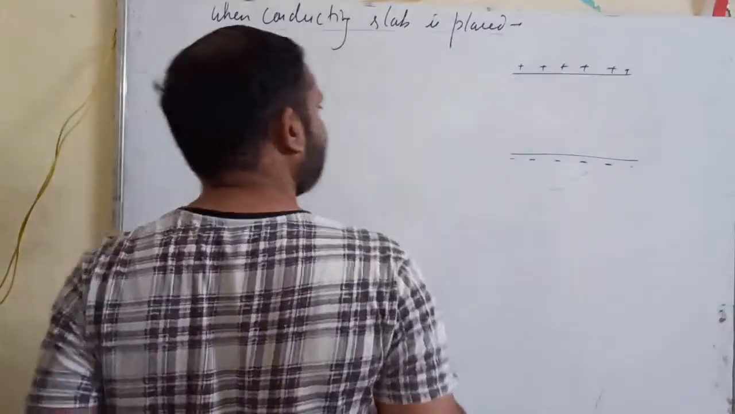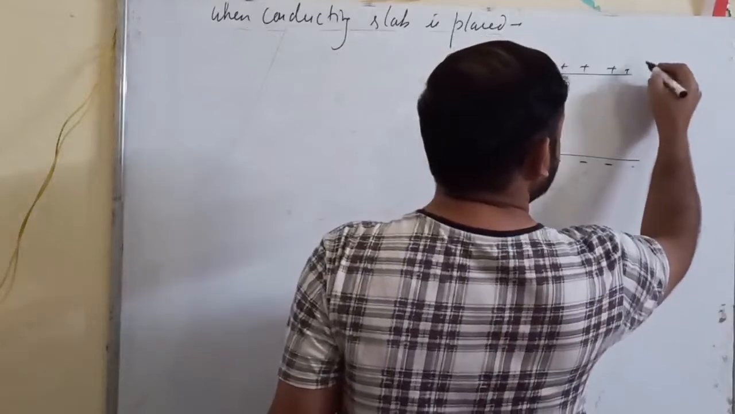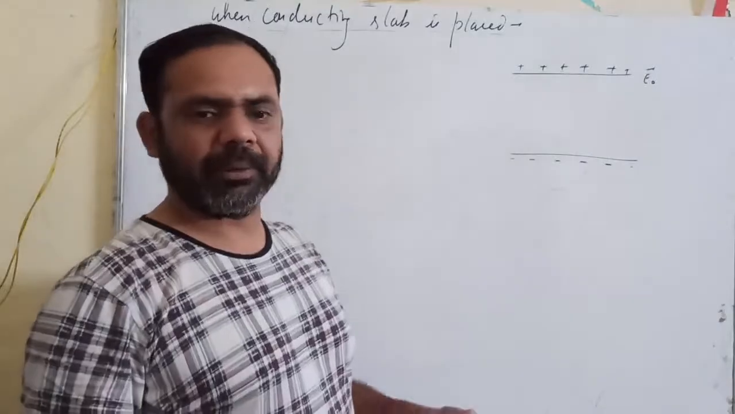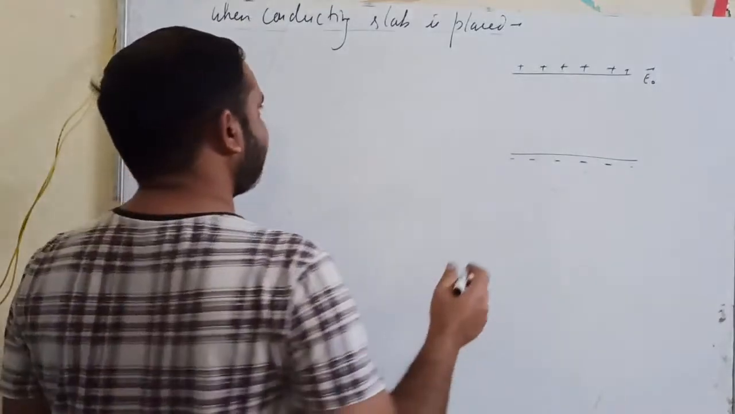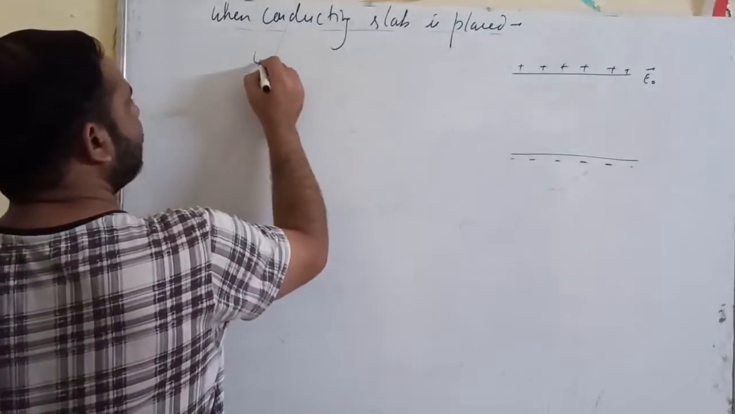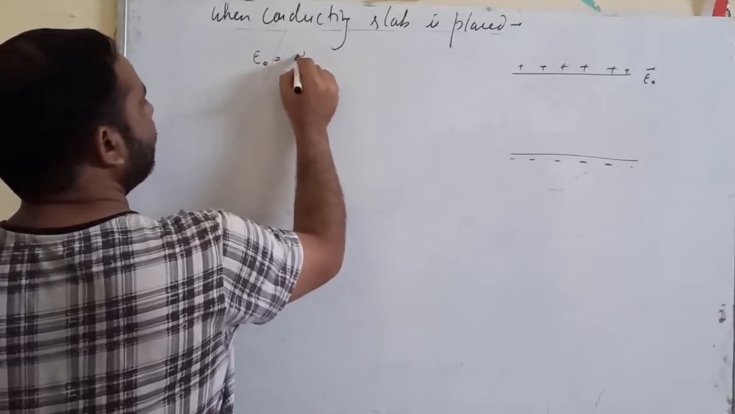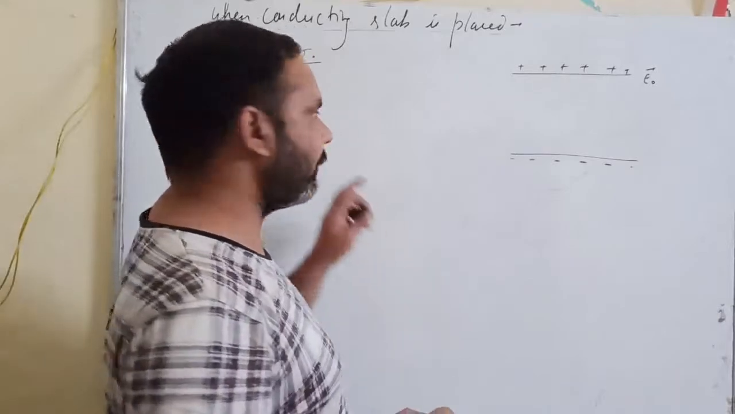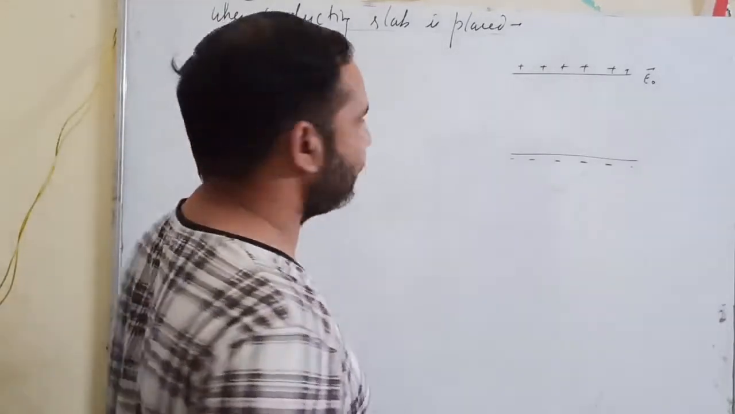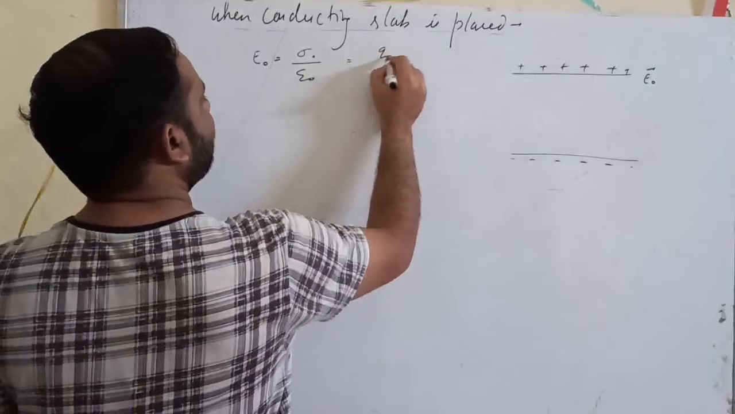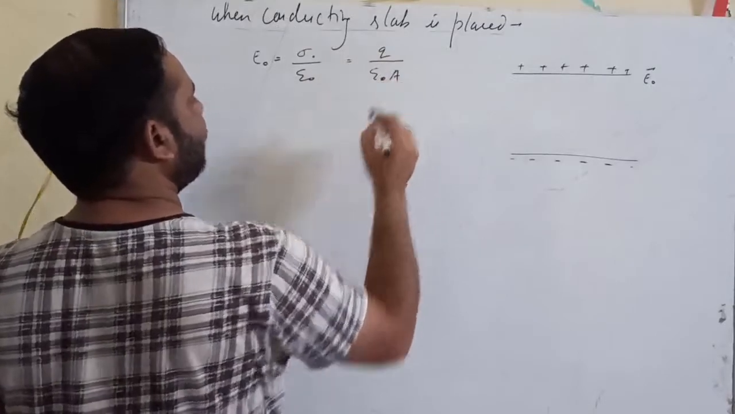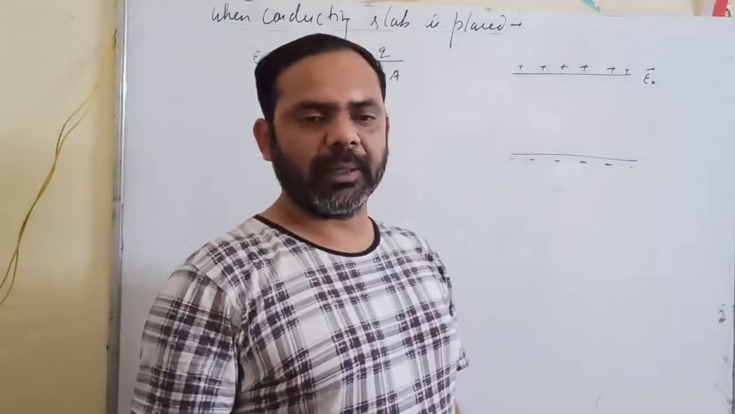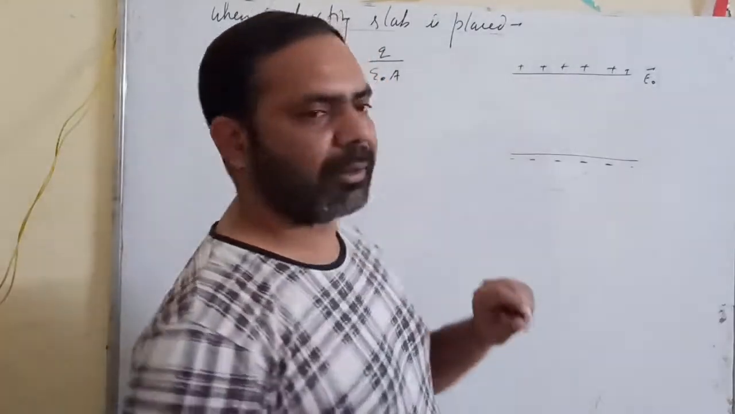This is a parallel plate capacitor with electric field E0. E0 is the electric field between the plates of the capacitor. So this E0 will be equal to sigma naught upon epsilon naught, the formula for electric field between the parallel plates. This will be equal to Q upon epsilon naught A. Suppose Q is the charge, then it will be Q upon epsilon naught A. This is the electric field.